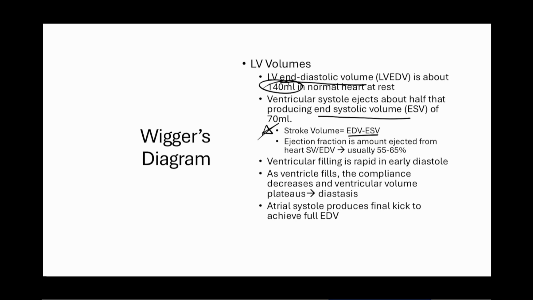Then we also look at another parameter called the ejection fraction, which is basically a percentage of the total amount of blood, how much actually came out. In normal, healthy hearts, ejection fraction is 55 to 65%. That is a normal ejection fraction for healthy hearts.